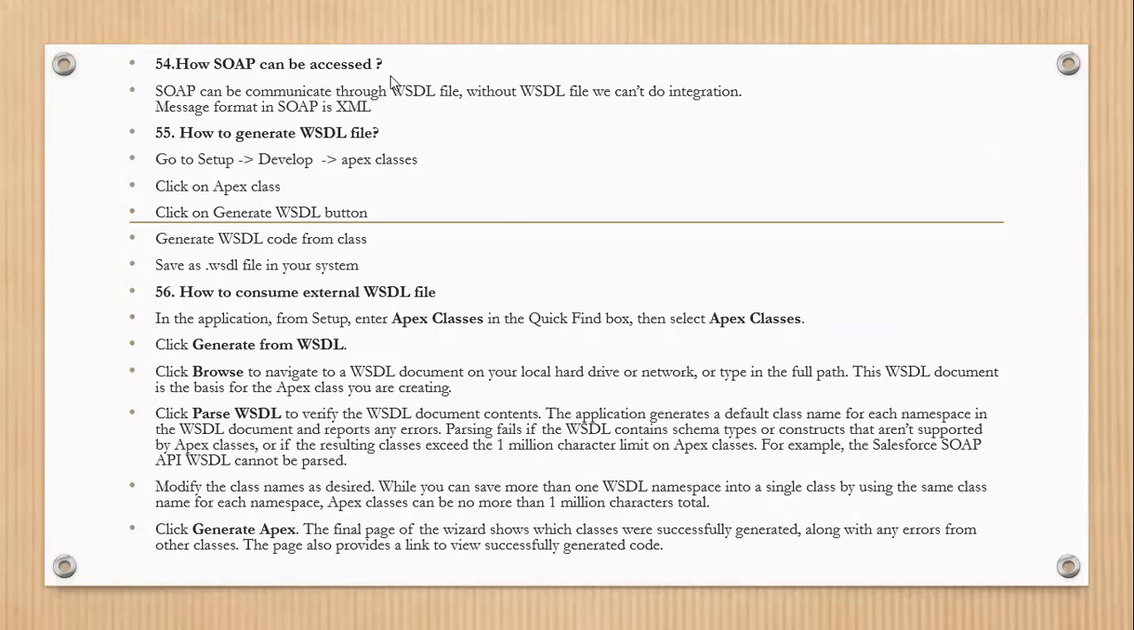Next, how can SOAP be accessed? SOAP communicates through the WSDL file. Without the WSDL file, integration cannot be done, as the message format is in SOAP and XML. Next question, how to generate the WSDL? Go to Setup, develop, Apex class, click on the Apex class, and click on the Generate WSDL button.